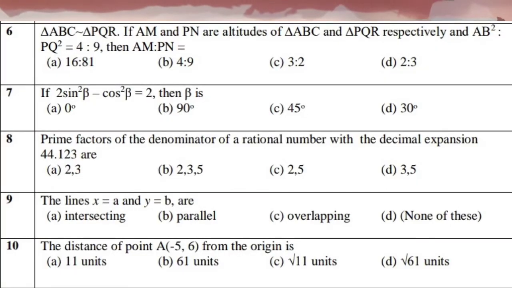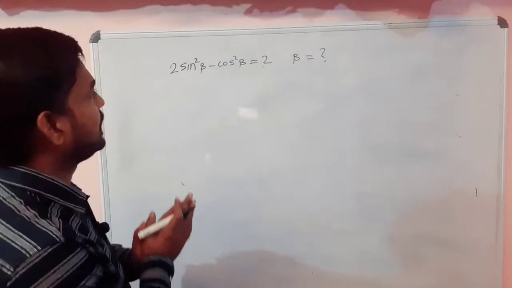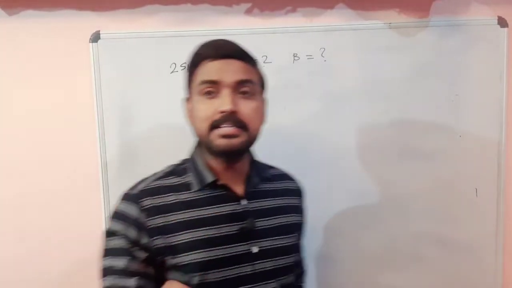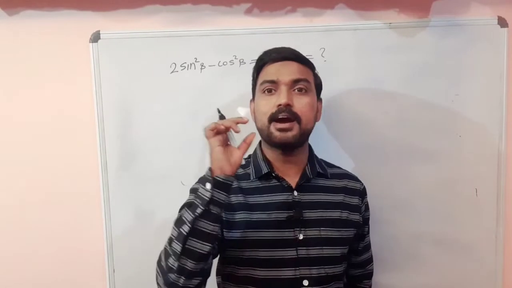Okay, next question. If 2 sin square beta minus cos square beta is equal to 2, then what is the value of beta? The angle beta we need to find. So my dear students, here options are given. Without the options we can go to the answer. Here 2 sin square beta minus cos square beta. So there is a relation between sin theta and cos theta.